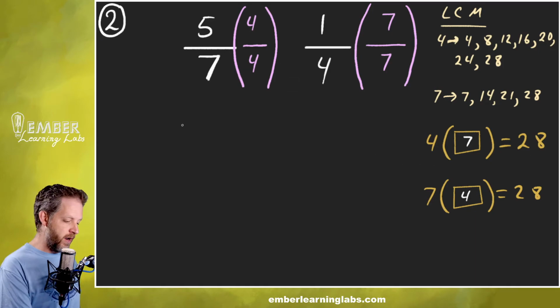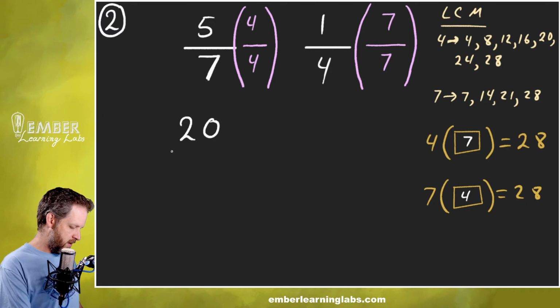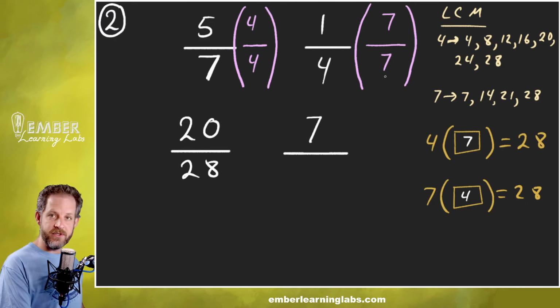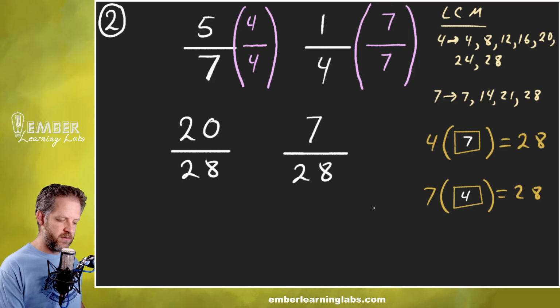5 times 4 is 20. And then 7 times 4 is 28. 1 times 7 is 7. And then 4 times 7 is 28. So which one's bigger? 5 sevenths is bigger because 20 is bigger than 7.